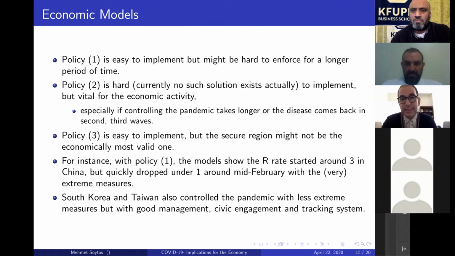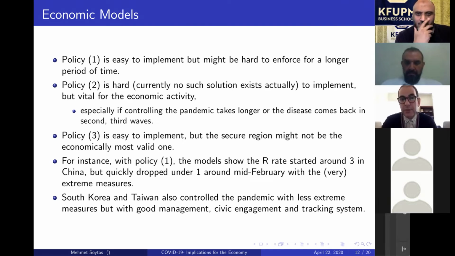In the short run, it's relatively easy to implement. And policy two, it's hard to implement, at least with the technology we have right now, because we know that currently there is no such solution, at least scientifically. Even for an individual who has had the coronavirus and recovered, we don't know whether that person will get the virus again or not.